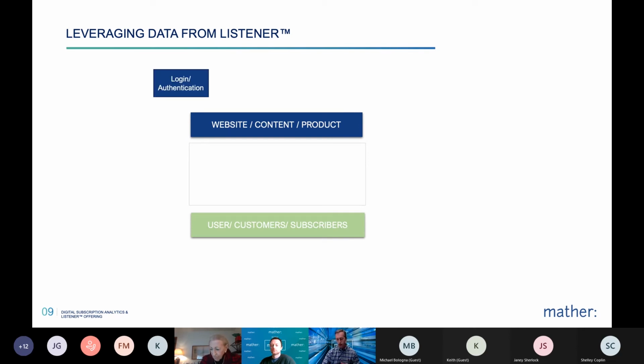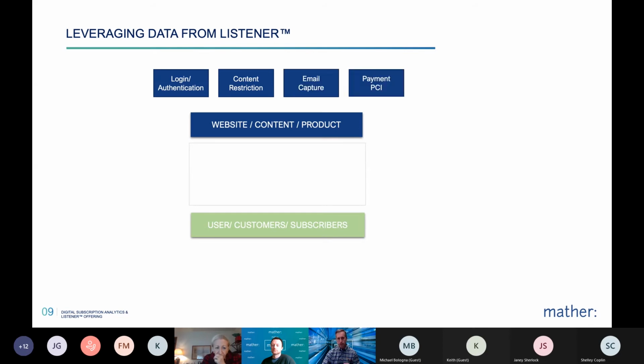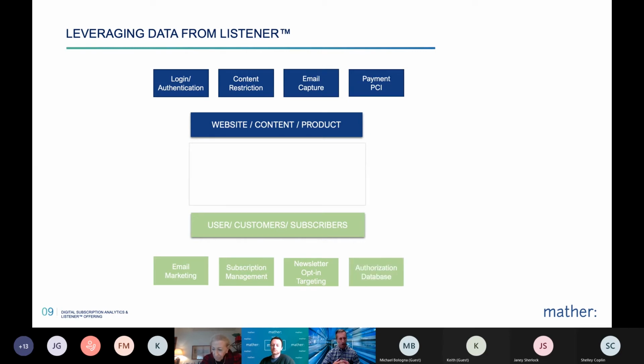We want to understand what we can capture, their user ID or their authentication. We can power the access to different content. We can give recommendations to your paywall providers as to whether or not they should have access. We can capture emails. We can look at payment activity. We capture data from email systems. We look at your subscription management systems, what their account information is. We can combine it with newsletter and opt-in, what they've elected to do from you. And then we can also look at the authorization database.